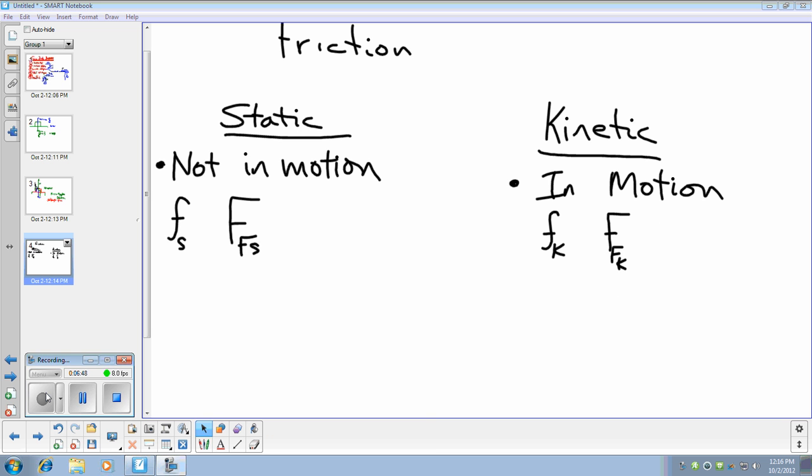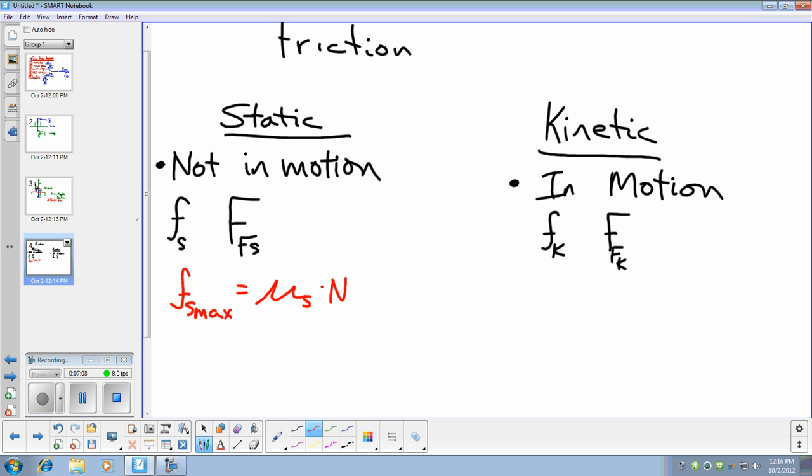This brings us to our equation for solving for the friction values, because that'll be important. Our equation for static friction is that the maximum static friction will be equal to the coefficient of friction in the static scenario multiplied by the normal force.